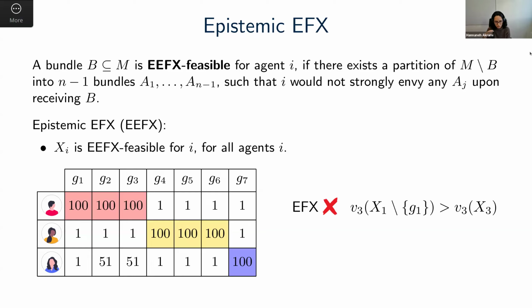So the allocation stops being EFX, but it is still epistemic EFX because agents 1 and 2 are fine anyway. For agent 3, we know that there exists another partitioning of the other goods, namely the allocation that we saw in the previous slide, in which agent 3 is not strongly envying anyone, having the same bundle that she has right now. Therefore, her bundle is epistemic EFX feasible, and the allocation is epistemic EFX. Okay, I hope the definition is clear.